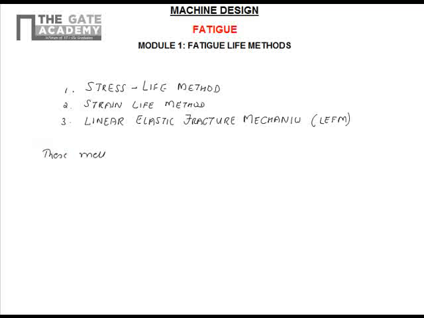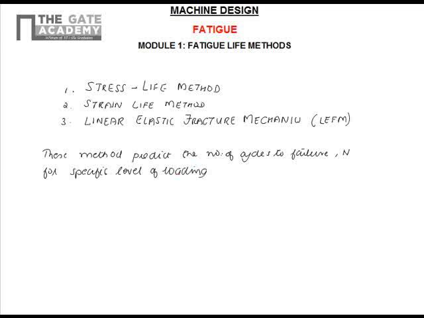That is, these methods predict the number of cycles to failure, denoted by letter capital N, for a specific level of loading. Or what it means is, for a given level of loading, how many cycles the component can withstand without failure. This is what is found in the fatigue life methods.